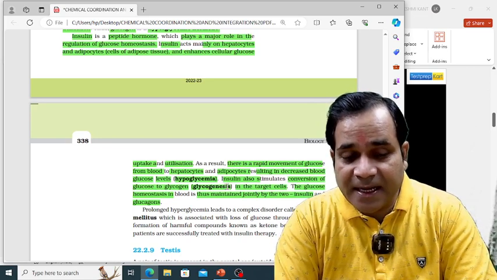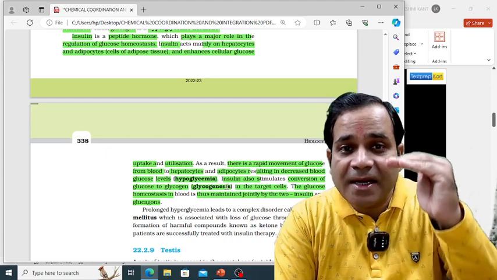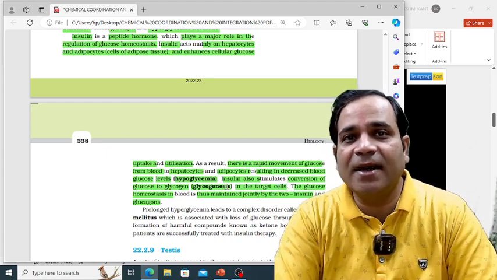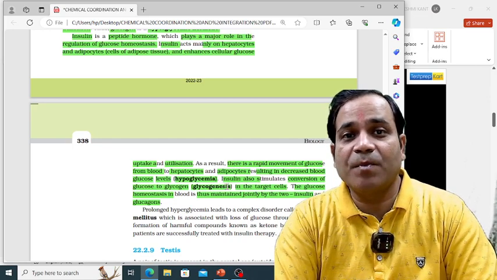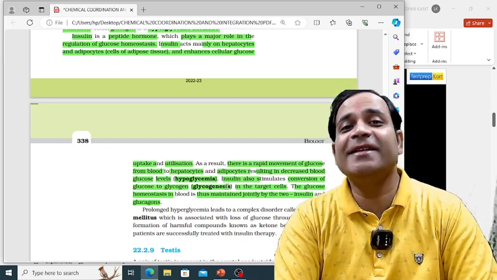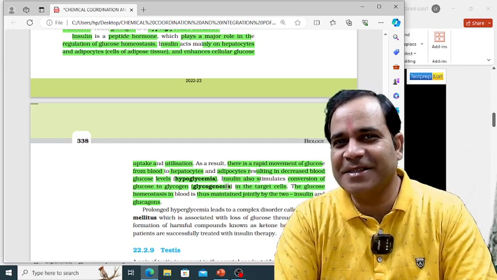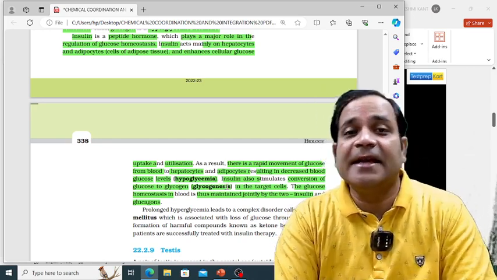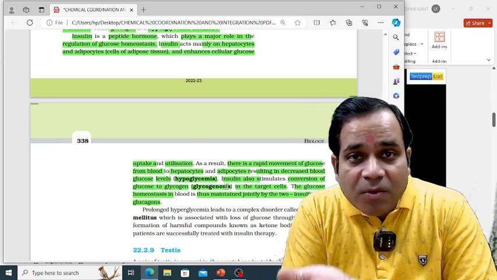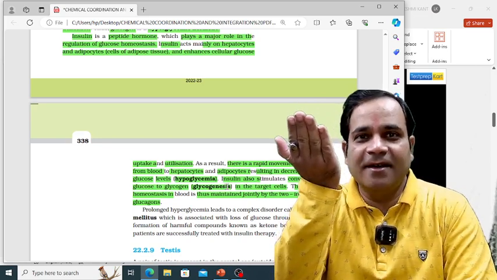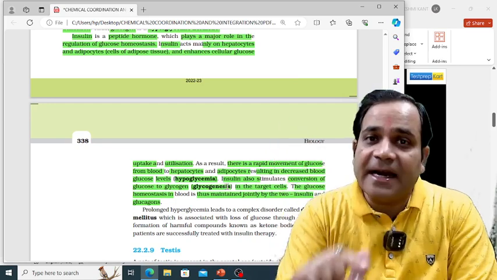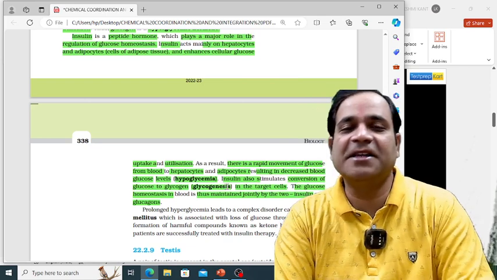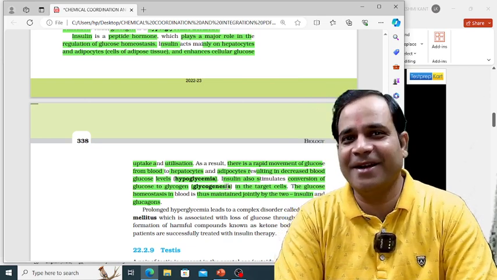Listen carefully to what I'm saying. When the amount of insulin hormone decreases, the amount of glucose in the blood increases. Then we say what? Diabetes mellitus. Now, when the insulin hormone increases, getting my point? And at that time the glucose level decreases. That is known as diabetes insipidus, my dear.